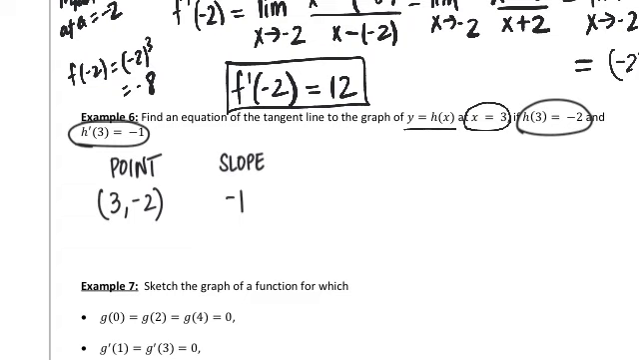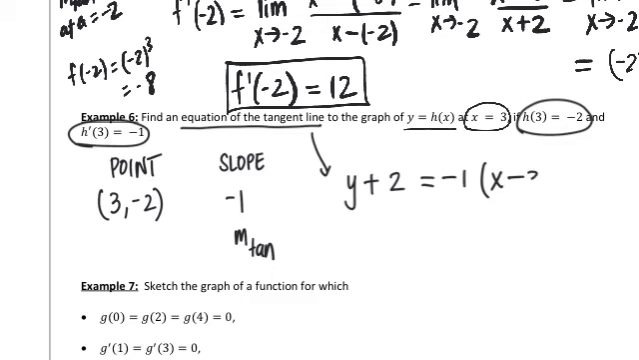So if I want to write an equation of that tangent line, then it's just y plus 2, that's the y minus minus 2, is equal to negative 1, that's the slope, this is the m tan, or the derivative, times x minus 3. Okay, so that's the answer there. It's just a matter of getting used to recognizing that if you're given h prime of 3, you're being given the slope of the tangent line at the point 3 comma h of 3.